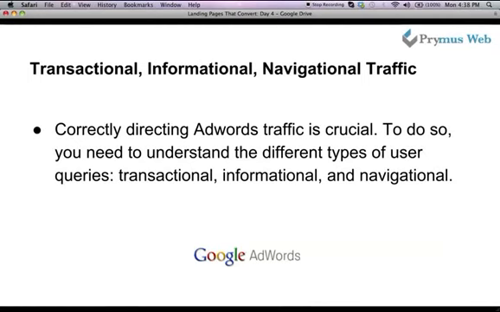Informational queries are sometimes referred to as non-commercial queries. Those are ones in which the searcher is looking for specific pieces of information. They're trying to learn more about a specific item or concept. More than likely they're not looking to buy per se, but they're starting to do their research.